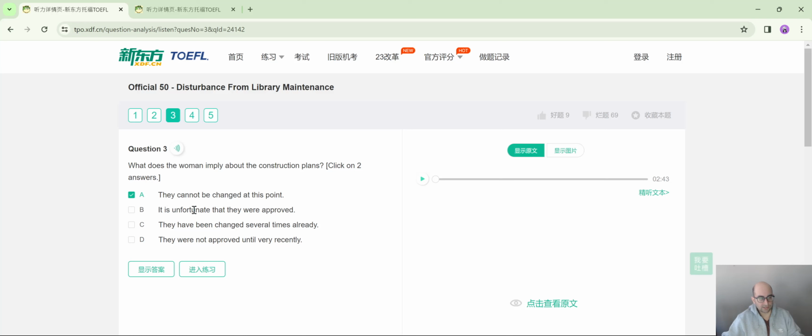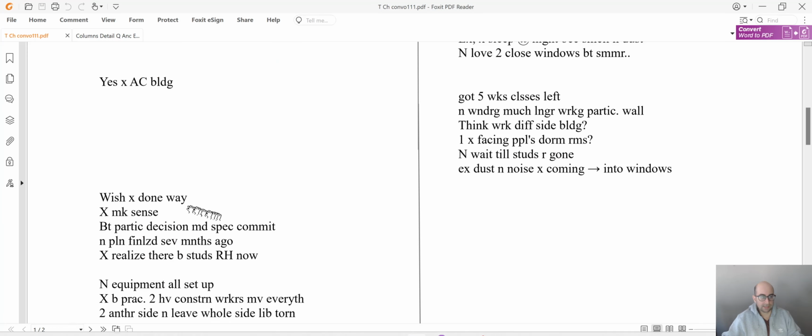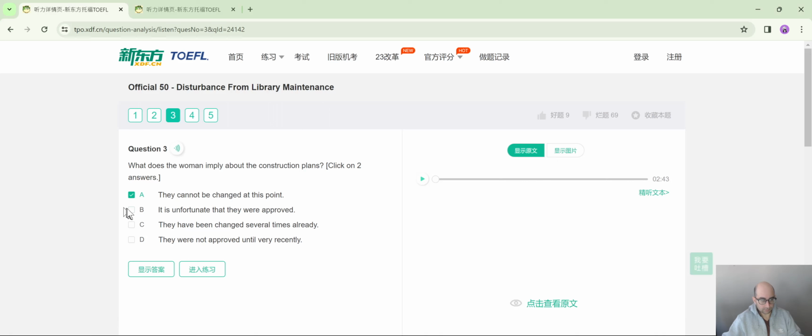It is unfortunate that they were approved. Yeah, this unfortunate is a key word here, guys, because here she mentioned, I wish they didn't do this, basically. I wish they weren't done this way. Okay, so there we are.